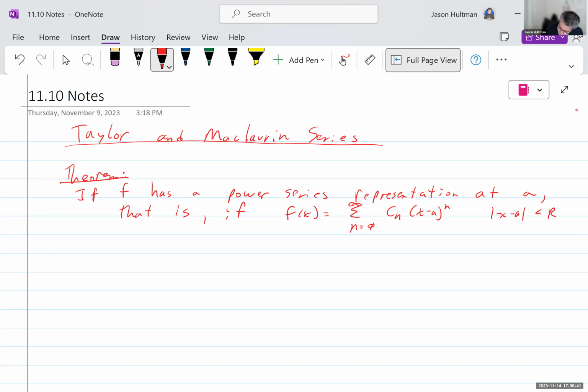Okay, then its coefficients are given by the formula c of n is equal to the nth derivative of f evaluated at a over n factorial. Okay.